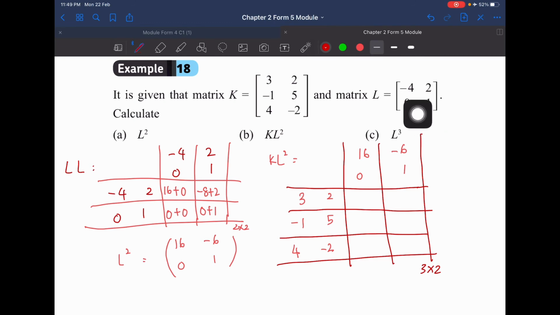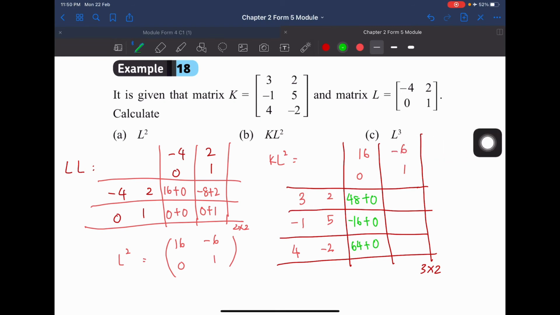Okay, so let's do it one by one. So 3 times 16 is 48 plus 2 times 0 is 0. Negative 1 times 16 is negative 16 plus 5 times 0 is 0. 4 times 16 is 64 plus negative 2 times 0 is 0. Okay, so that's settled for the first column. So let's move forward to the next column.